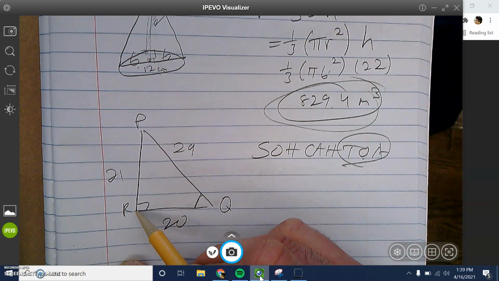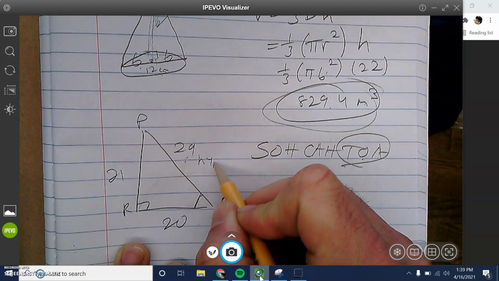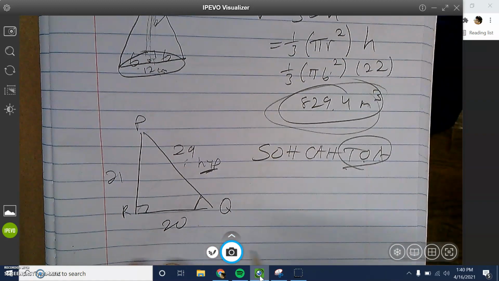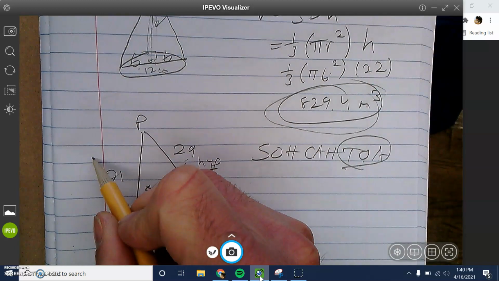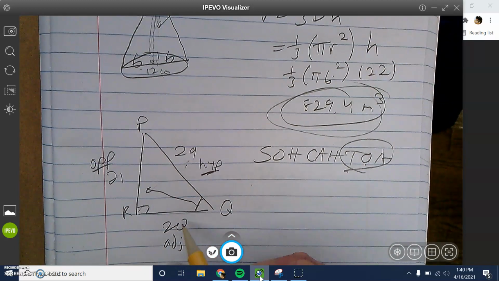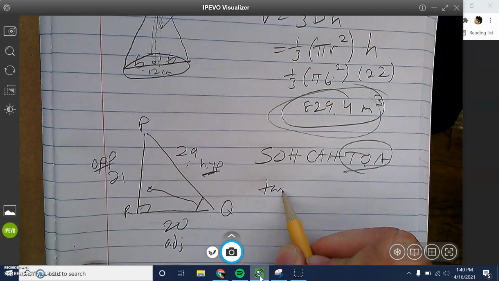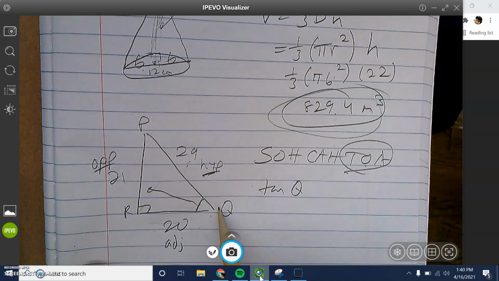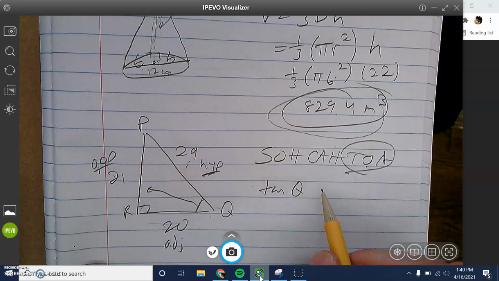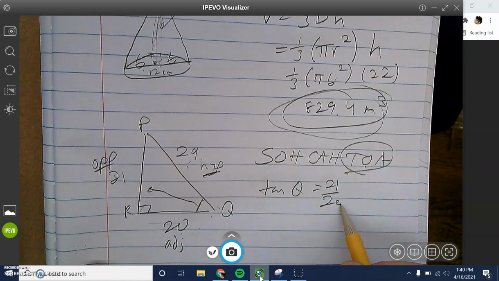So Q, size label. The side opposite to 90 degrees is the hypotenuse. Draw a straight line across. This is the opposite. And then this right here is the adjacent. It's the side of the angle that's not the hypotenuse. So tangent of Q is opposite 21 over adjacent, which is 20.